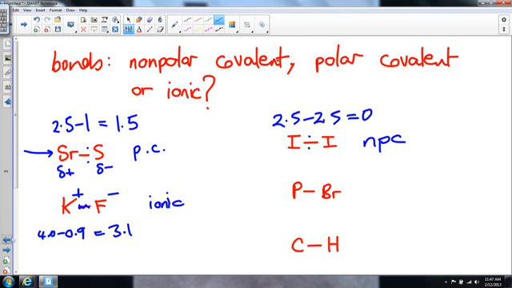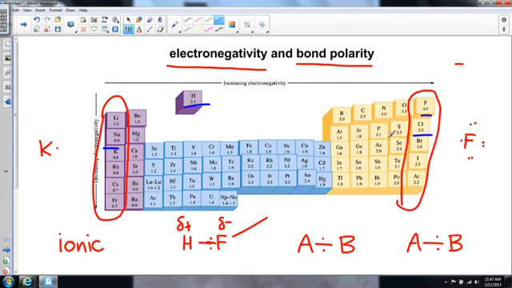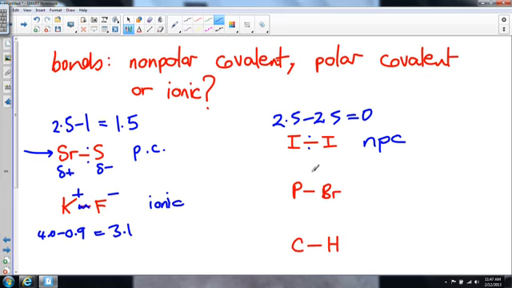Now, phosphorus and bromine. Phosphorus has an electronegativity of 2.1, bromine's 2.8, giving us a difference of 0.7, which is in a similar situation to strontium and sulfur in that it fits in the polar covalent category. However, this is kind of a sliding scale. This bond is more polar than this one because the number's bigger, but they're both still classified as polar covalent, where the electrons are displaced towards bromine, and there's still a separation of charge there. The delta sign here is just a lowercase Greek symbol delta, meaning small amount.